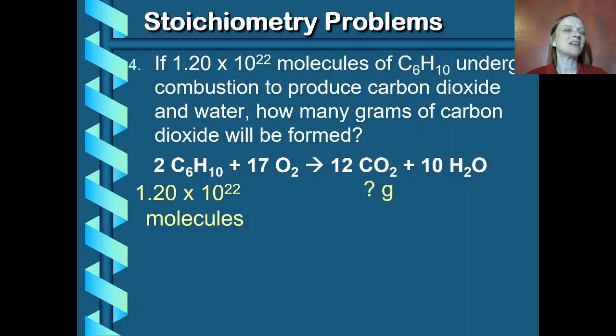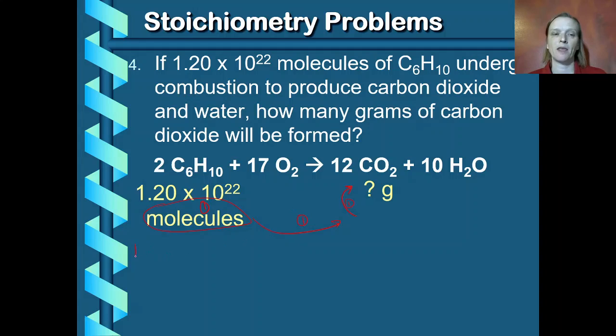Think about how many steps you think this stoichiometry problem is going to take, how many conversion factors we're going to need. Because we're starting with molecules, not moles, it's going to take us 1 conversion factor to convert to moles. Then it's going to take us another conversion factor to convert from moles of this substance to moles of a different substance. And it's going to take 1 more conversion factor to go from moles to grams. So this is going to be a 3-step process.